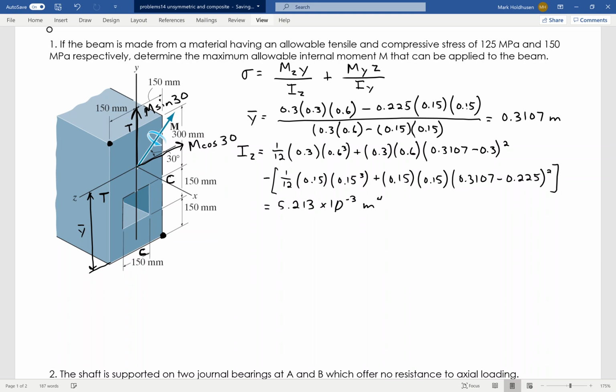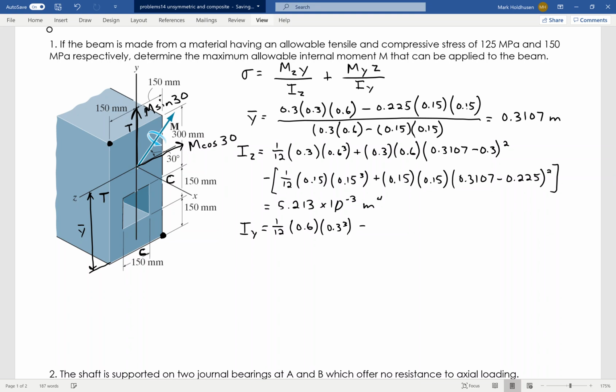Okay. Now, for about the y-axis, which I'm also going to need, it's a lot easier. I don't have to do the parallel axis theorem because that does go right through the center of that. So on that one, the moment of inertia about the y-axis is much more straightforward. It's a 1/12. Now, bh cubed, the b and the h flip on this one, so it's going to be 0.6 times 0.3 cubed, right? So that's the big one.